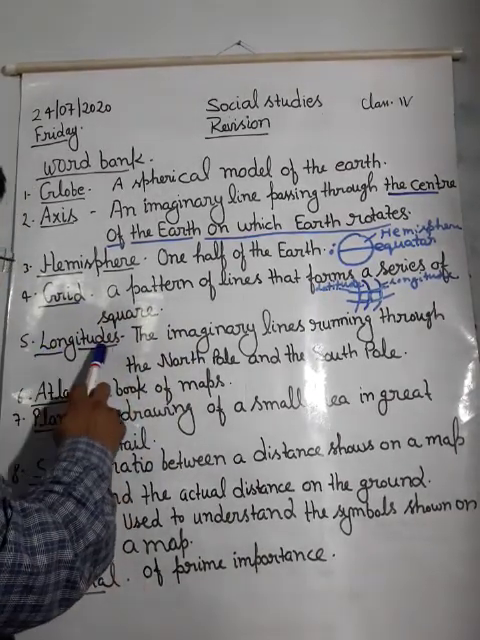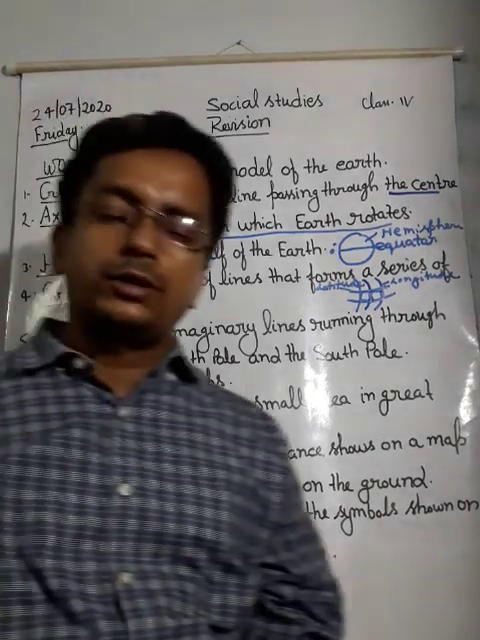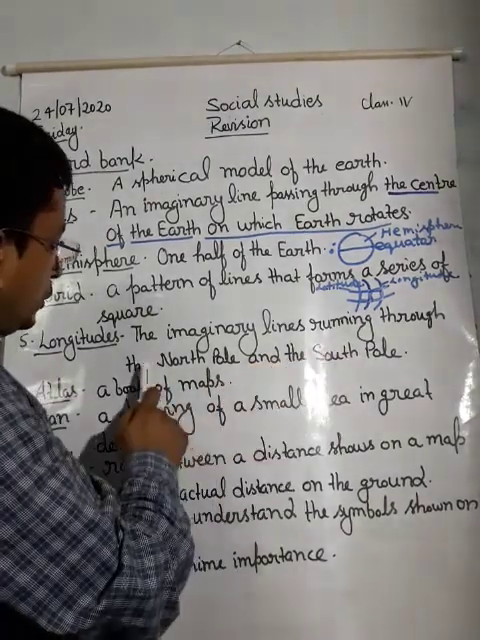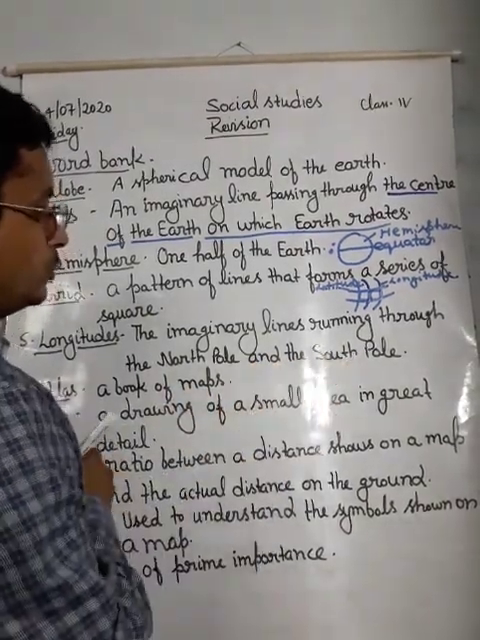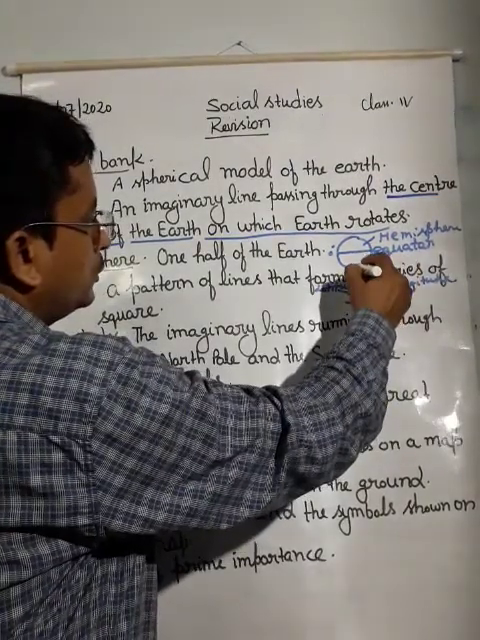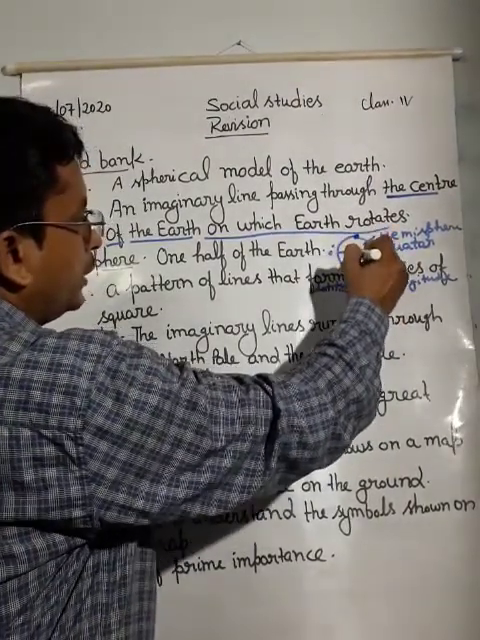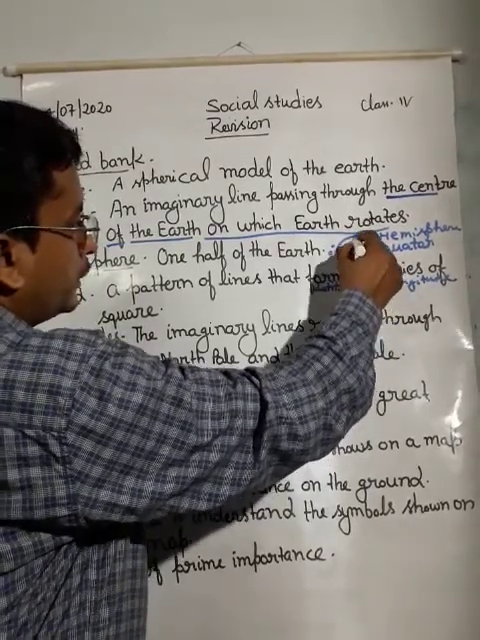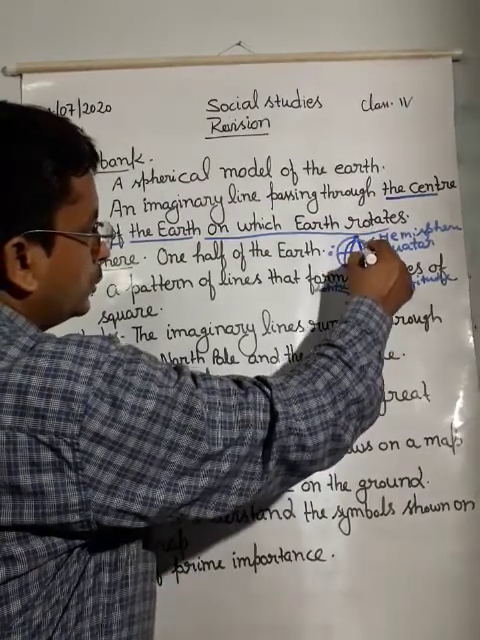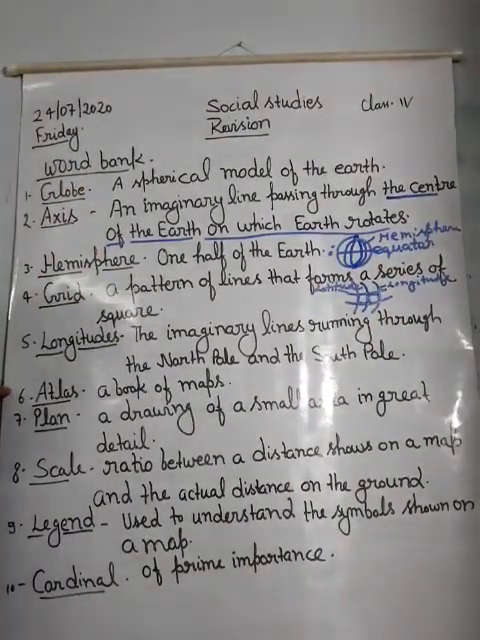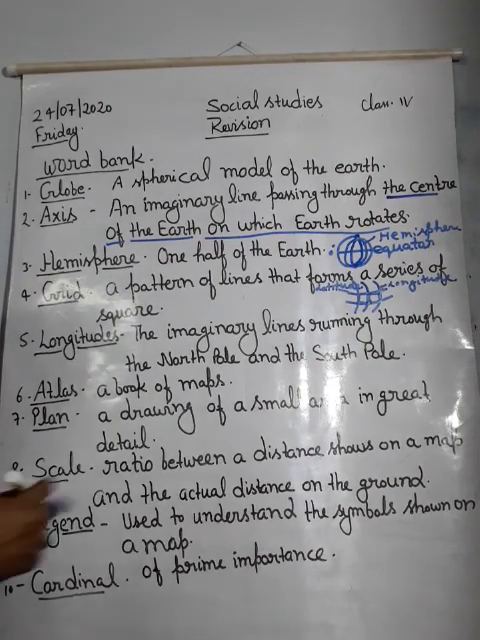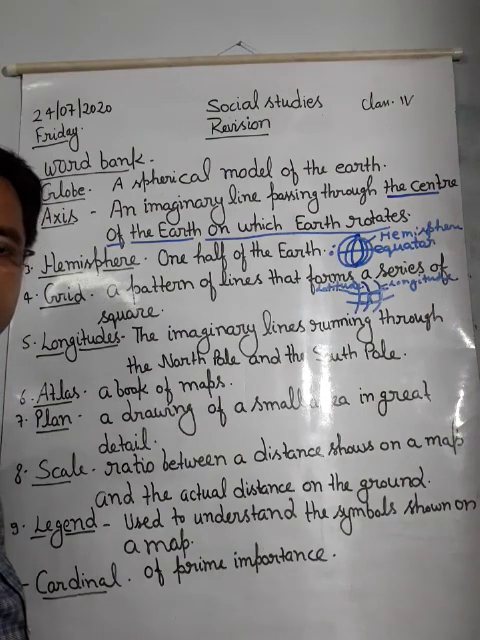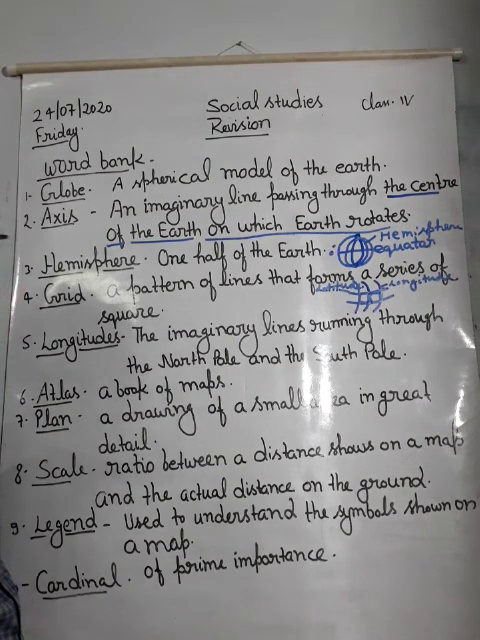And next one is longitudes. Yes students, what are longitudes? The imaginary lines running through the North Pole and the South Pole. You can see here, it is the North Pole and it is the South Pole, and this vertical line on the globe is called longitude, which connects the North Pole to the South Pole.